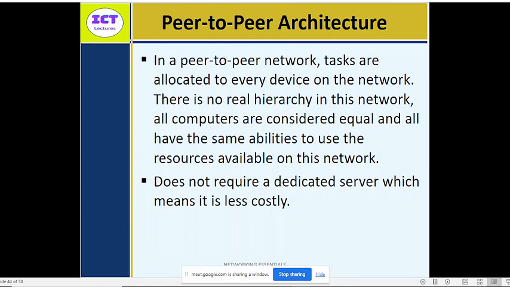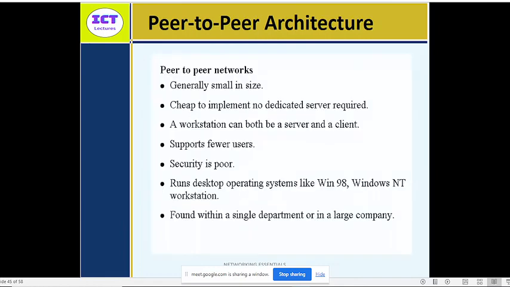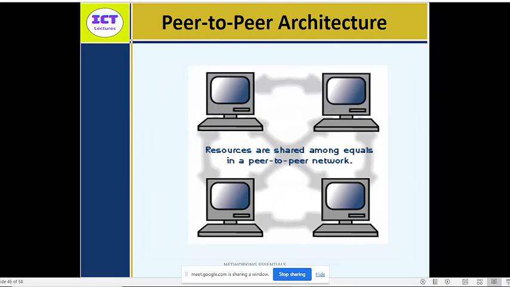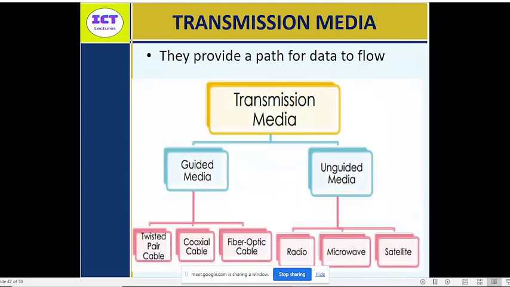So in a peer-to-peer network, there's no server. As you can see, they are generally small in size. They are also cheap to implement compared to the client-server architecture. The security is poor, and so on and so forth. This is how the peer-to-peer looks like. You can see every computer here is equal, so no problem.